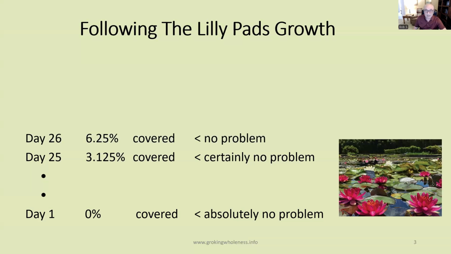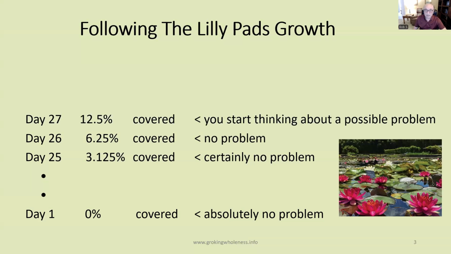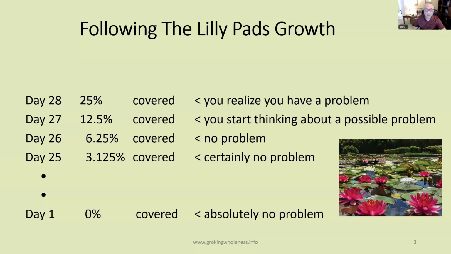On day 26, it doubles in area again, and now we're up to 6.25%. Still no problem. 94% of the pond surface is uncovered. On day 27, it's over 10%, 12.5% to be exact. You start thinking that maybe there's a possible problem with the lily pads suffocating all life in the pond. On day 28, 25% of the pond is now covered. You realize you have a problem and you start thinking about how you're going to deal with it.